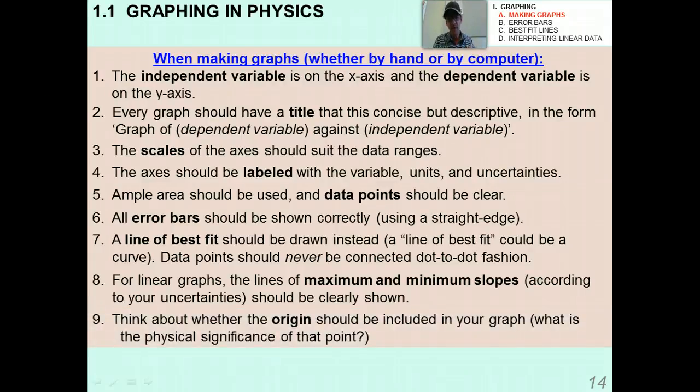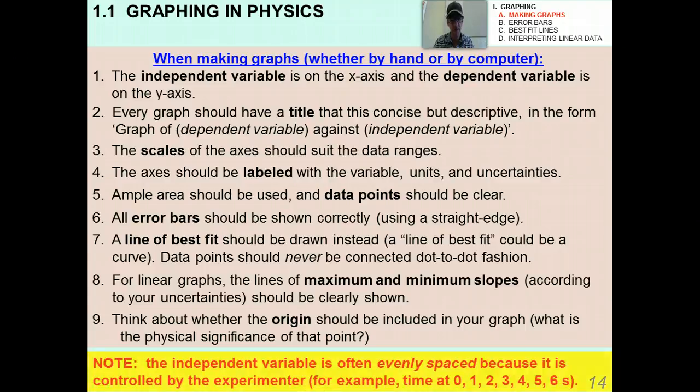And you want to really think about whether the origin should be included in your graph, not just for linear graphs, but also for quadratic and other functions. And you think about what's the physical significance of that point. Often when you're doing a practical or a laboratory, you have to really think about whether it should go through the origin. And in some cases, if you make it go through the origin and it shouldn't, you might get points taken off, okay?